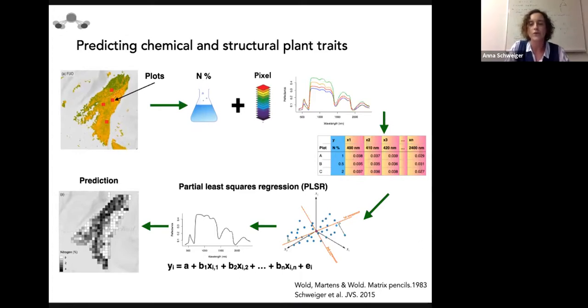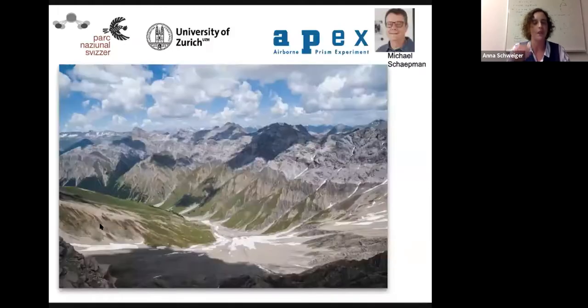Then we could use a statistical method such as partial least squares regression, that was specifically developed to deal with the high degree of autocorrelation in spectral data, to calculate regression coefficients for each wavelength. I'm showing this here. And then we could apply this equation to all the pixel level reflectances within our research area and determine nitrogen content per pixel.